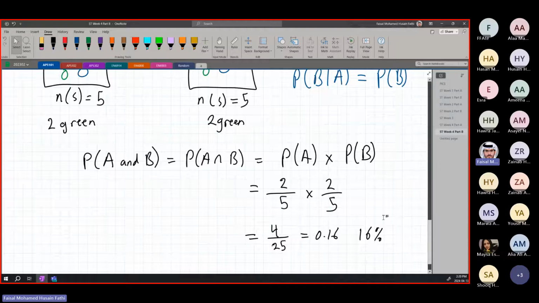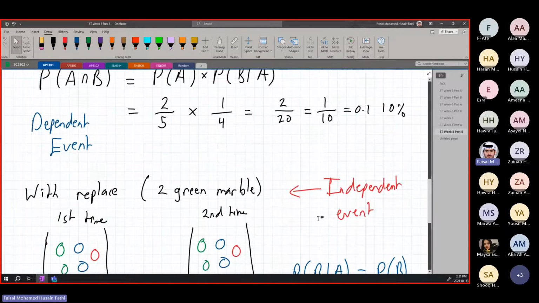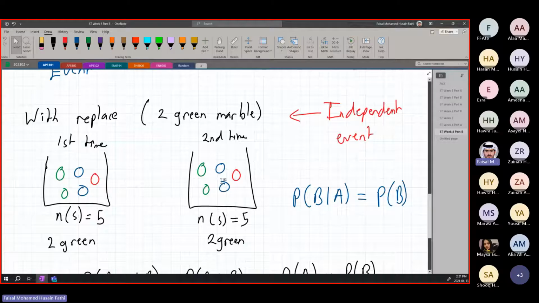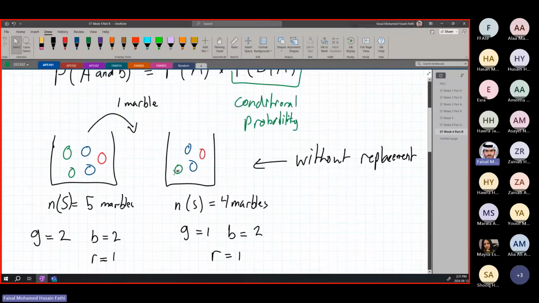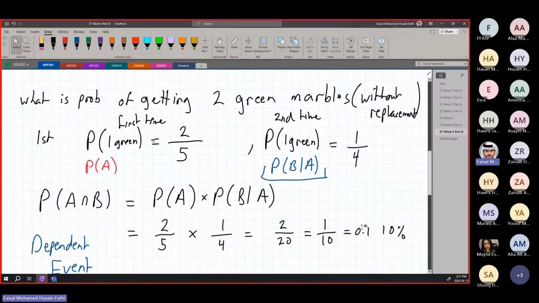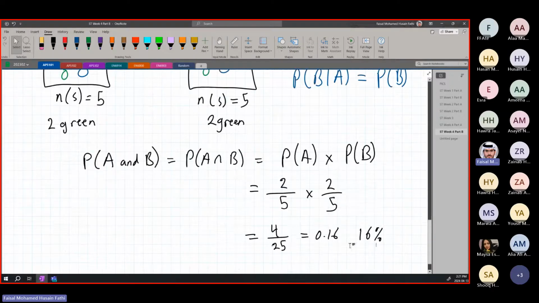If you notice, this number is a bit larger, which makes sense because we still have 2 green balls to choose from here. So we still have a higher chance of getting a green ball again. In this case here, we were left with only one green ball. That's why the probability is a bit lower. So there's only a 10% chance if you're not replacing, but there's a 16% chance if there is replacement.